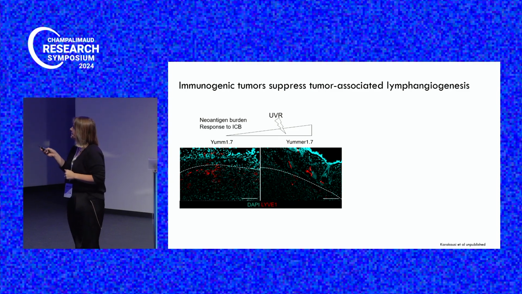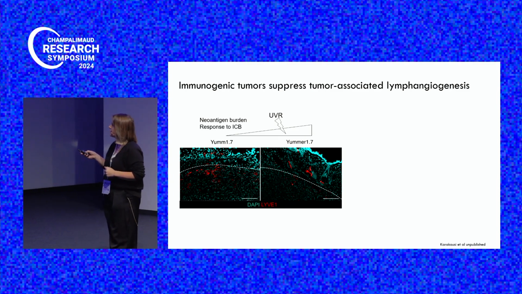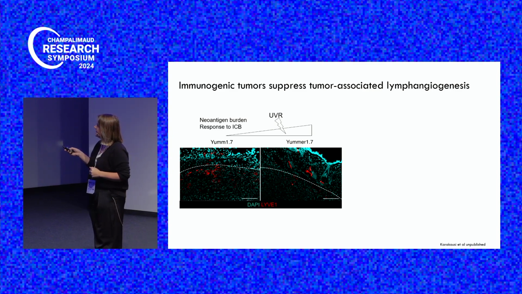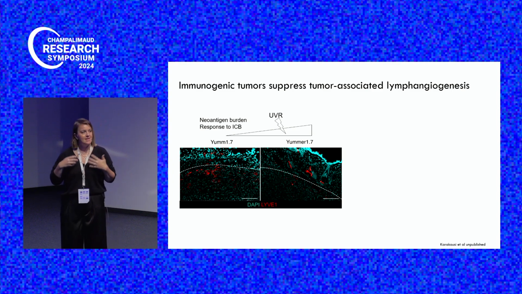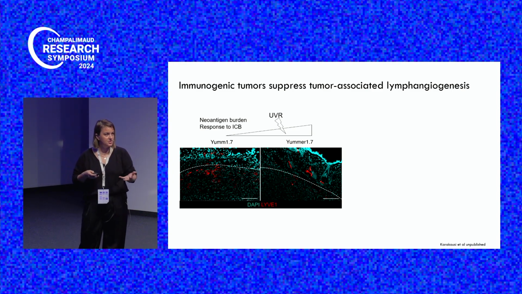And to do that, we take advantage of two melanoma lines generated by Marcus Bosenberg at Yale, the YUM and its daughter line, YUMMER 1.7, that differs because it's been exposed to UVR radiation and so has an increased burden of somatic mutations that render it more immunogenic and responsive to checkpoint blockade.